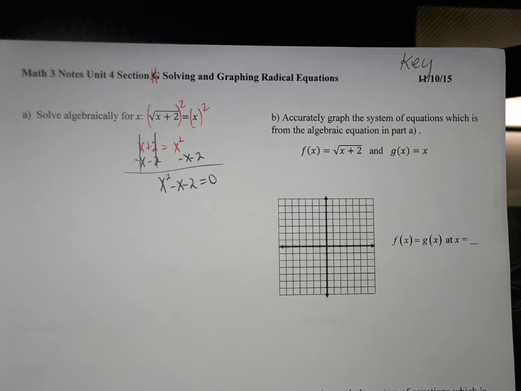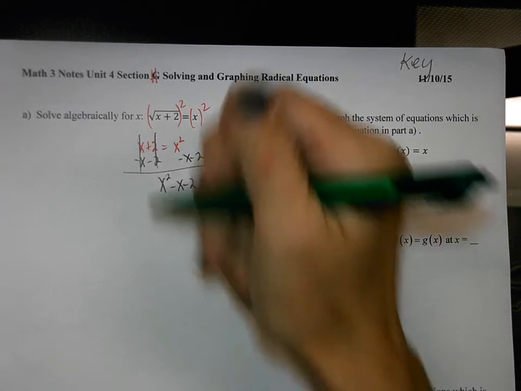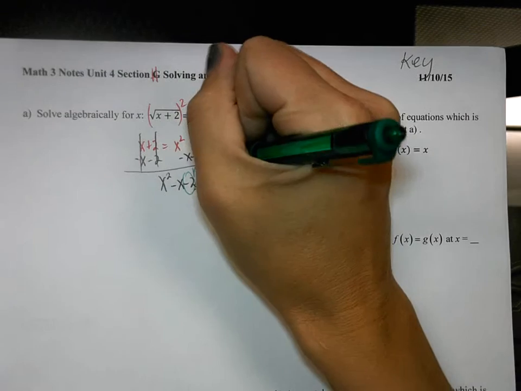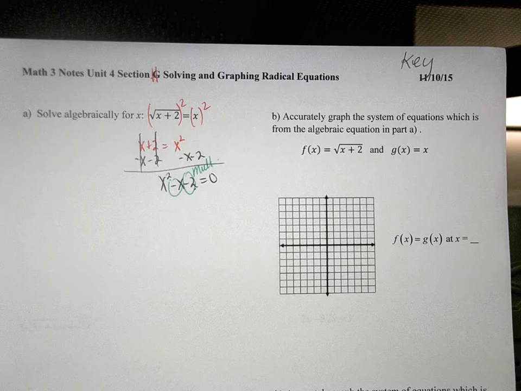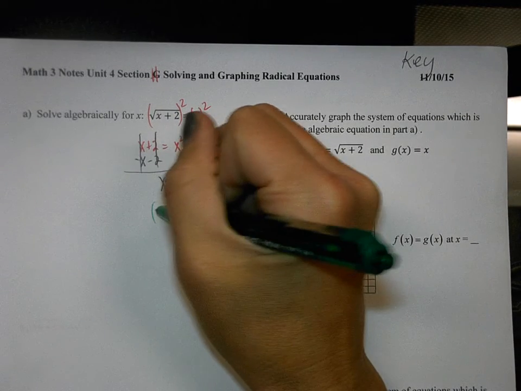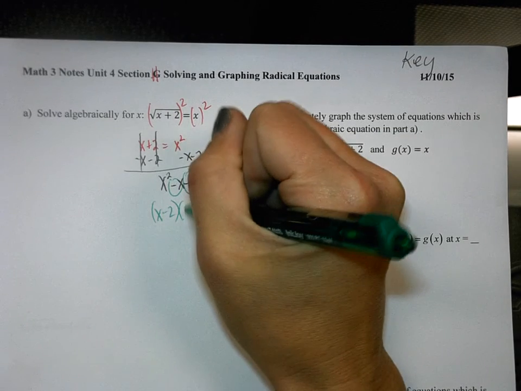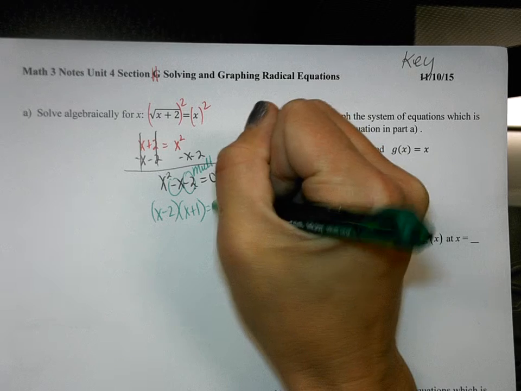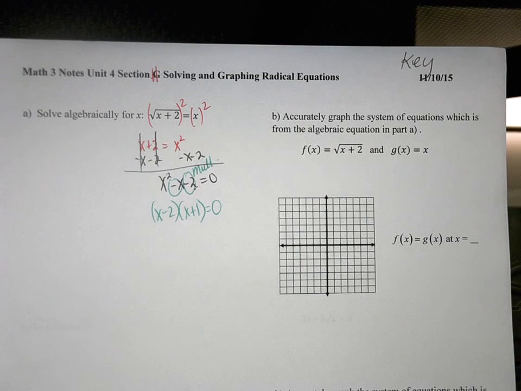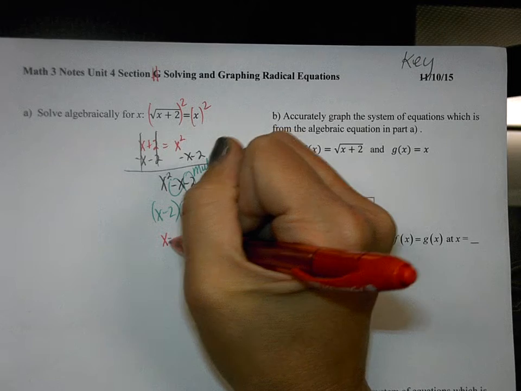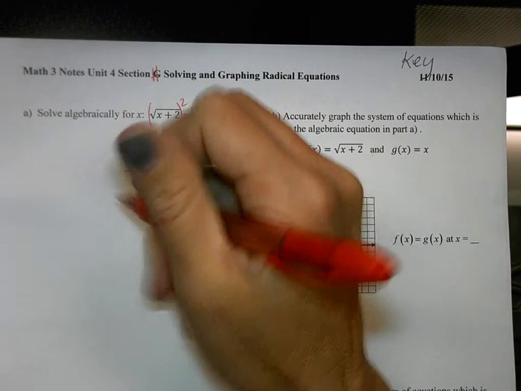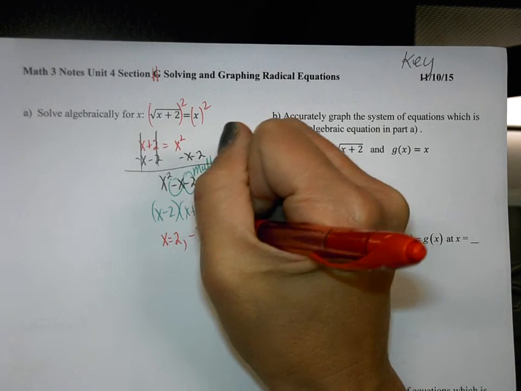Add 2 to the other side. No. Perfect. So what multiplies to be negative 2 and what adds to be negative 1? Negative 2 and positive 1. Very good. So we're going to go x minus 2 and x plus 1 equals 0. And then when we set each of those equal to 0, I find that x equals what? 2. Good. Positive 2 and negative 1.